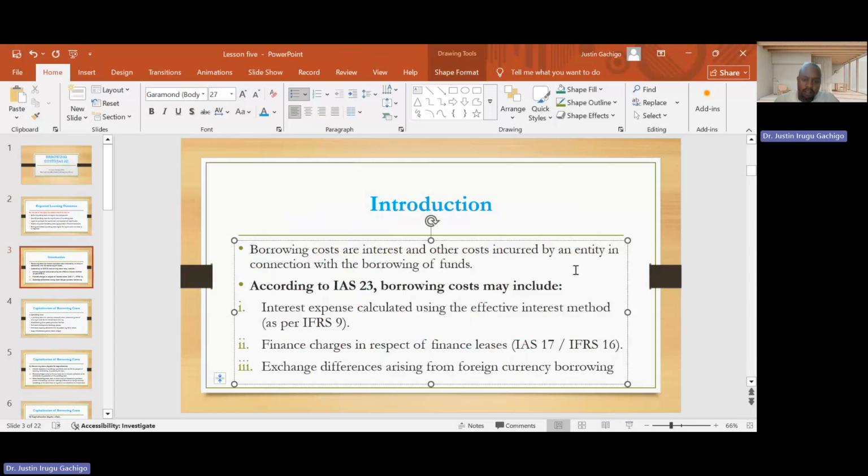Then we have exchange differences arising from foreign currency borrowing. So in the event that you take a loan which is foreign denominated, for example a loan in USD, the foreign exchange difference between the local currency and the foreign currency is also going to be part of the borrowing cost.